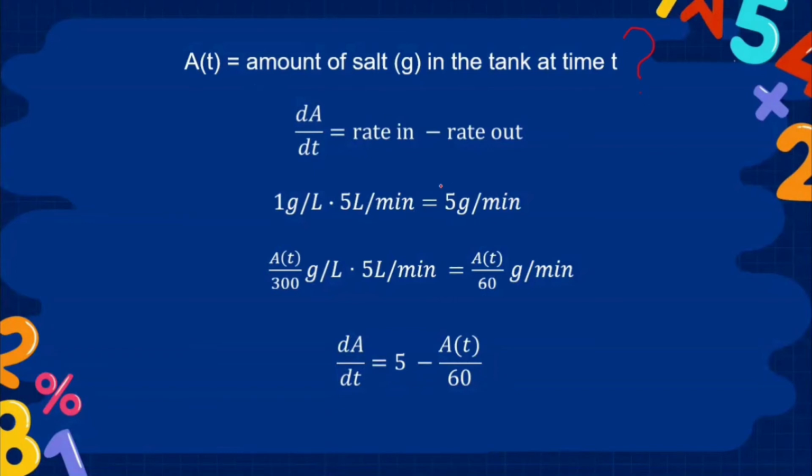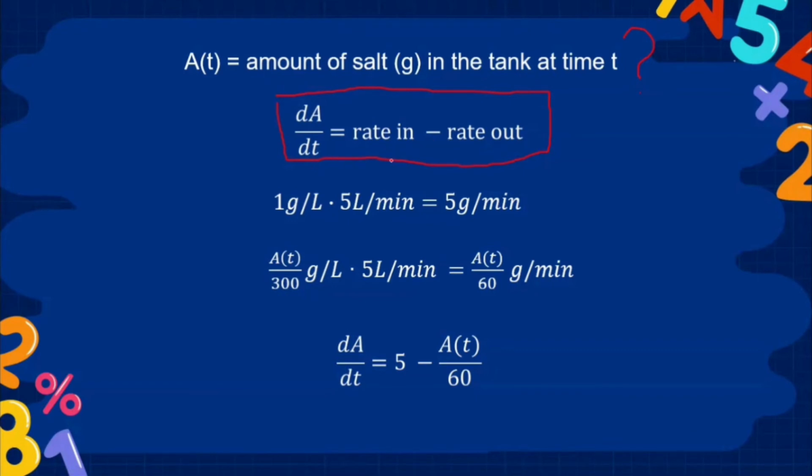We can do this by forming a differential equation, just what you can see on the slide. This is our differential equation: dA over dt equals rate in minus rate out. So dA over dt is what we have to look for, the change of the amount of salt. This makes sense because with the rate in, we have some salt going into the tank, and we subtract the salt going out from the tank.